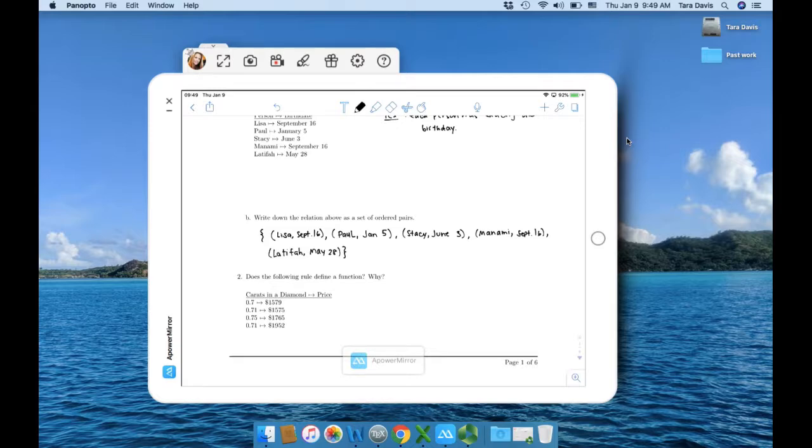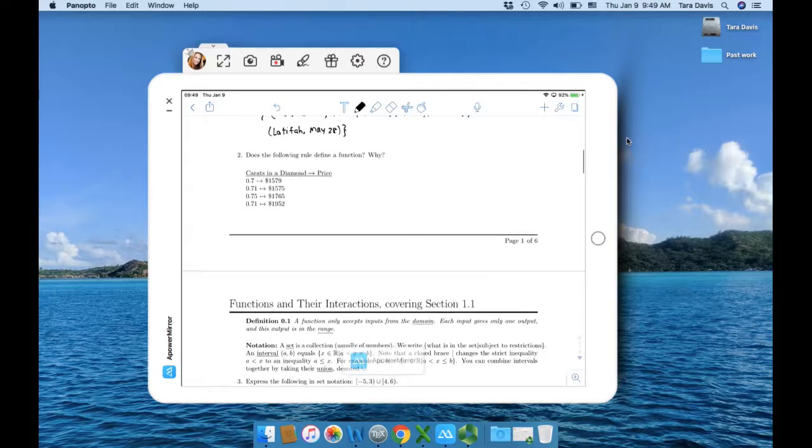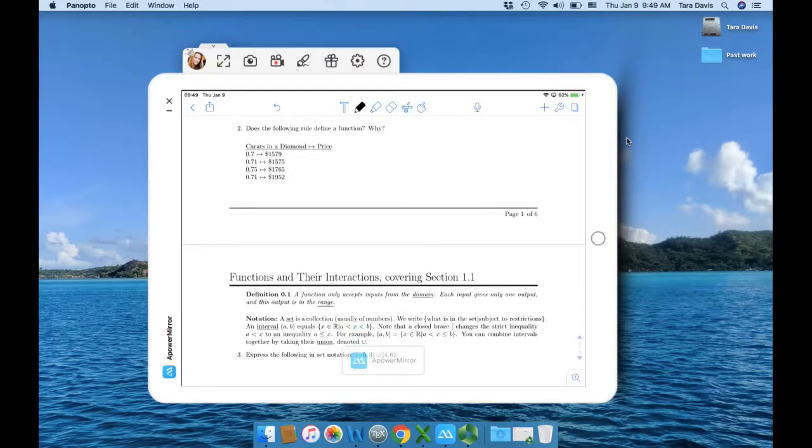Okay, let's see another example, number 2. Does the following rule define a function and why? So think about, before I tell you, whether you think that this defines a function or not based upon the definition. So this rule takes the number of carats in a diamond as the input, and it outputs the price of that diamond. So the question is, does every value of x, every value of the number of carats in the diamond, correspond to exactly one price, exactly one y value?